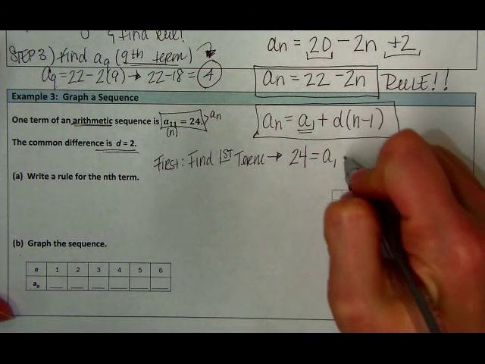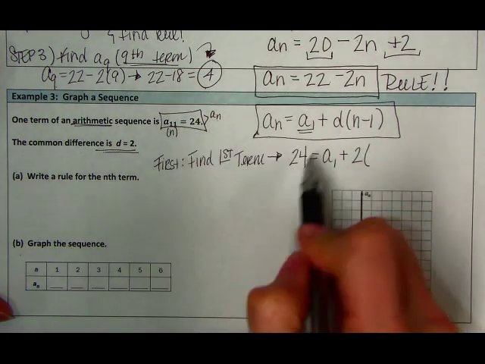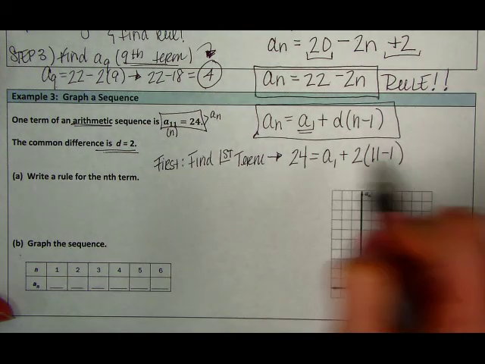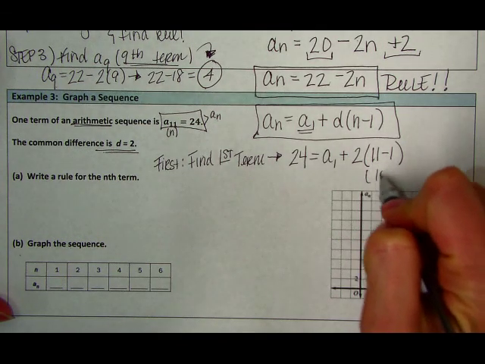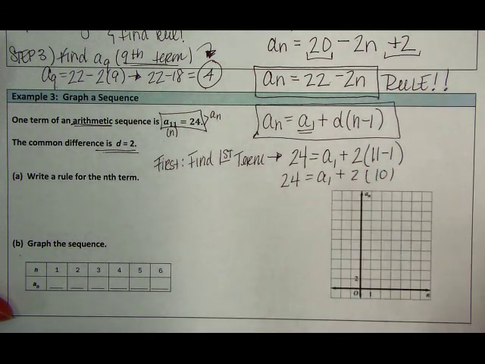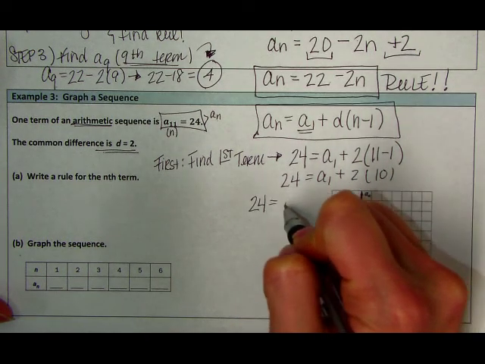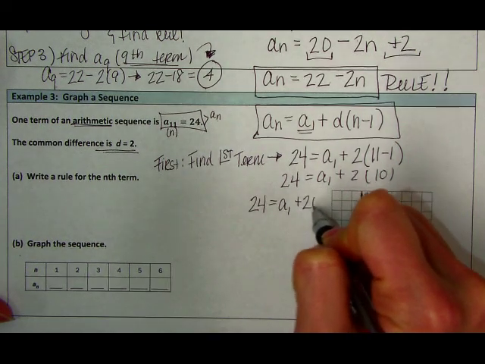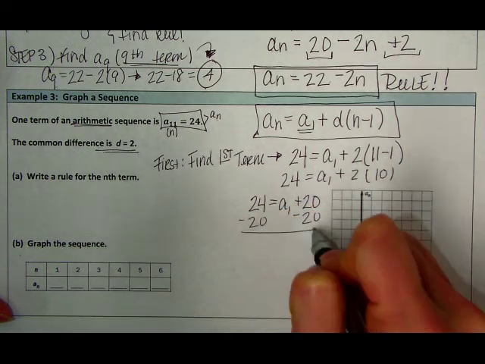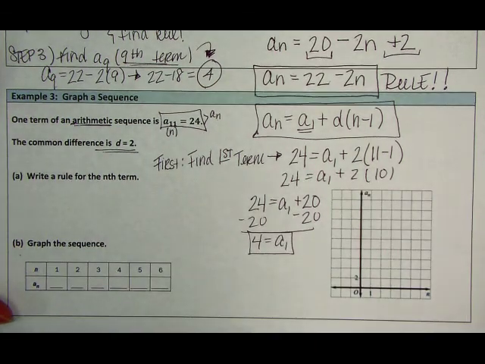So we don't know our first term. We know that d is 2. And we know that n, when our a sub n is 24, is 11. So if I crunch these numbers, 11 minus 1 is 10. So if I keep simplifying, 2 times 10 is 20, so this reduces to 24 is equal to a sub 1 plus 20. To get a sub 1 alone, I subtract 20 from both sides. So I know my first term is going to be 4.